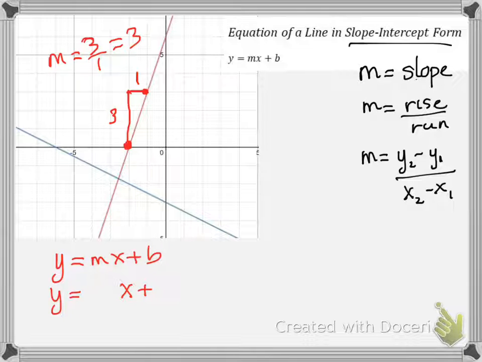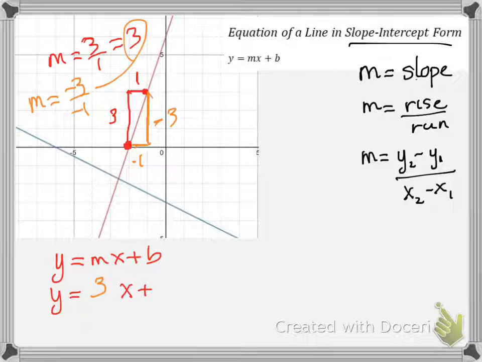Now, sometimes I get somebody who says, what about if I went the other way? What if I started at the top? If I started at the top, I'd be going down 3 and 1 in the negative direction. So my slope would be negative 3 over negative 1, which still turns out to be 3. So I'm going to put this 3 into my equation here.